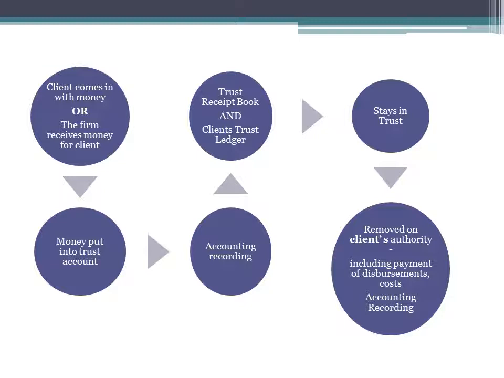The money will stay in the trust account until it's removed with the client's authority for payment of either professional costs or expenses such as disbursements. Now again, money out of the trust account needs to have accounting records. So there needs to be primary documents from an accounting perspective that show the money being removed from the trust account.